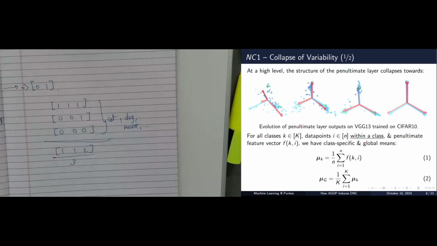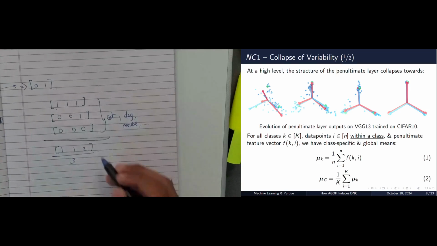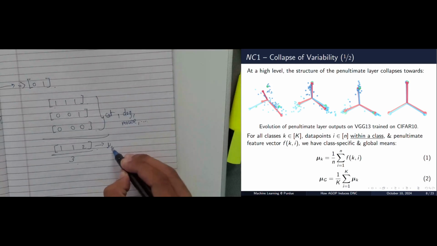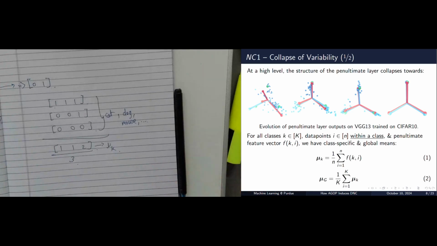Then once I have that, I calculate the global mean, which is mu sub g. I have K total classes, so I sum over all of the mu sub k that I have obtained. If I have 3, I add them up and divide by 3, and I get my mu sub g. So we have the class means and the global mean, and we are going to use these two definitions to specify a metric based on the variance. So far, any questions?